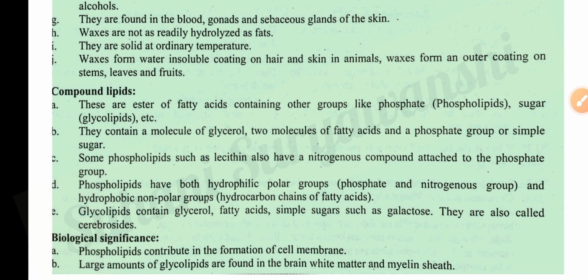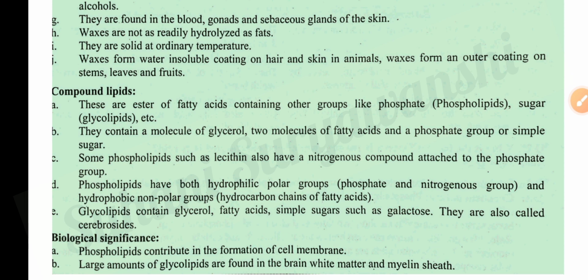Compound lipids. These are esters of fatty acids containing other groups like phosphates, that is phospholipids, sugar, that is glycolipids, etc. They contain a molecule of glycerol, two molecules of fatty acid, and a phosphate group or simple sugar. Some phospholipids such as lecithin also have a nitrogenous compound attached to the phosphate group. Phospholipids have both hydrophilic polar groups, that is phosphate and nitrogenous group, and hydrophobic nonpolar groups, that is hydrocarbon chain of fatty acid. Glycolipids contain glycerol, fatty acids, simple sugars such as galactose. They are also called cerebrosides, etc.